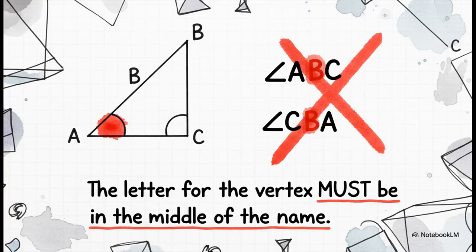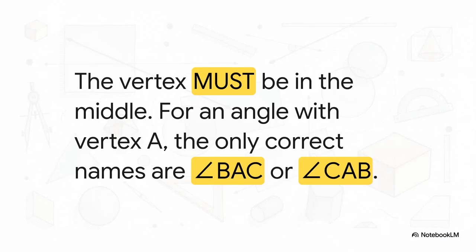Let's be crystal clear about this. If you have an angle where the vertex, the corner point, is point A, you absolutely cannot call it angle BCA or CBA. Why? Because that would imply that the vertex is at C or B, which is just wrong. The middle letter is everything. So here it is, the golden rule. The vertex must always be the letter in the middle. So for that angle with the vertex at A, it has to be named angle BAC or angle CAB. That's it. Please burn this into your memory. It will save you so much trouble down the line.